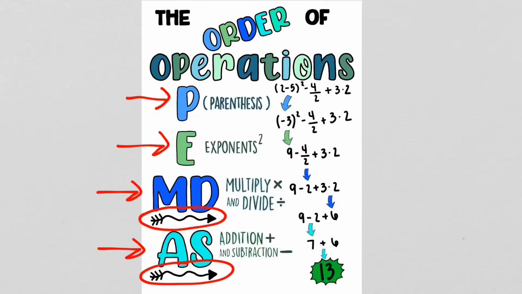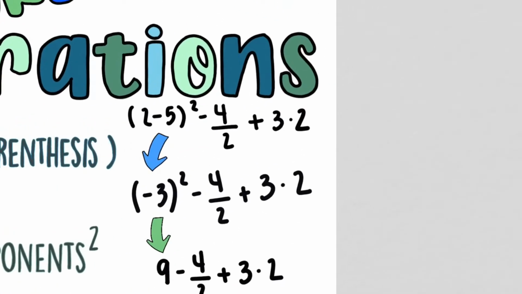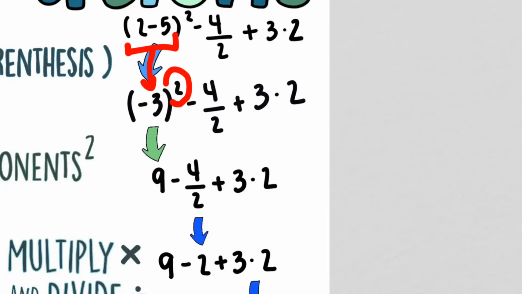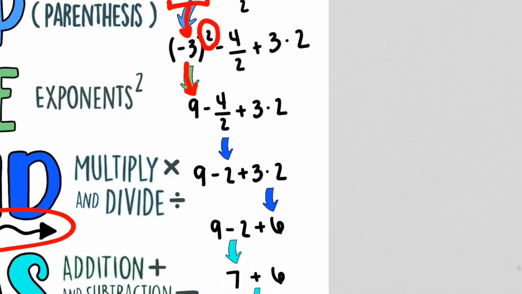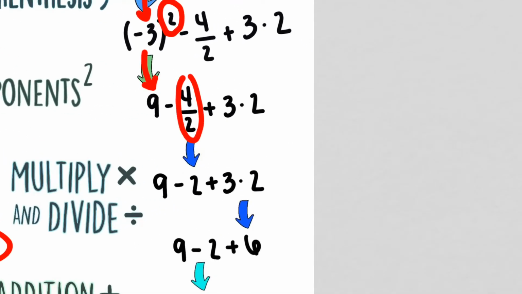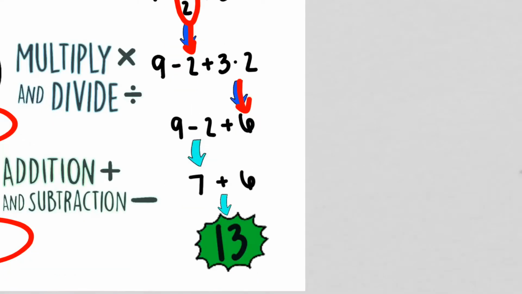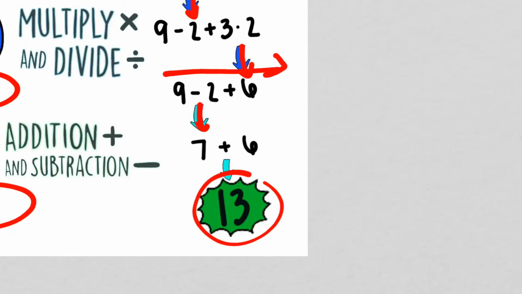So just real quick on this example that I have here, you have (2 minus 5) squared, minus 4 over 2 plus 3 times 2. Parentheses is first, so that's why we do 2 minus 5 to get to negative 3. After parentheses, you do exponents. We have a squared here, so negative 3 squared gives us 9. Then we do multiplication and division from left to right. Our fraction is a division problem, so that comes first. 4 divided by 2 gives us 2. And then we do our multiplication. 3 times 2 gives us 6. Now we just have addition and subtraction left, so remember we're going to go from left to right. 9 minus 2 is going to give us 7, and then finally 7 plus 6 gives us 13.